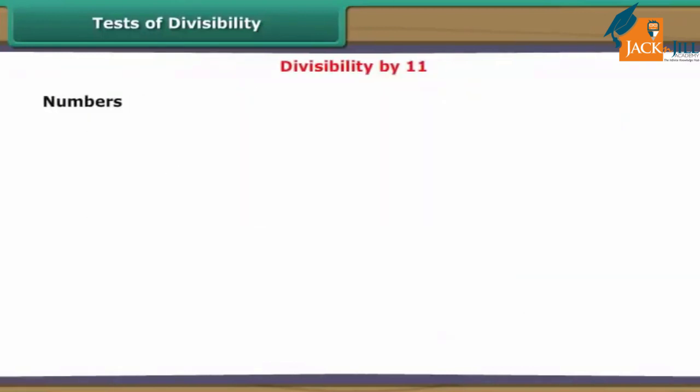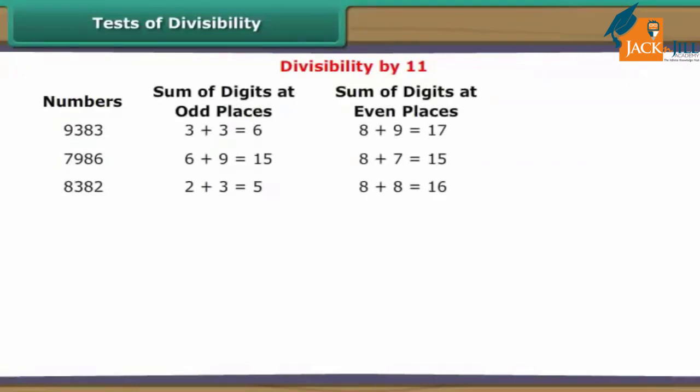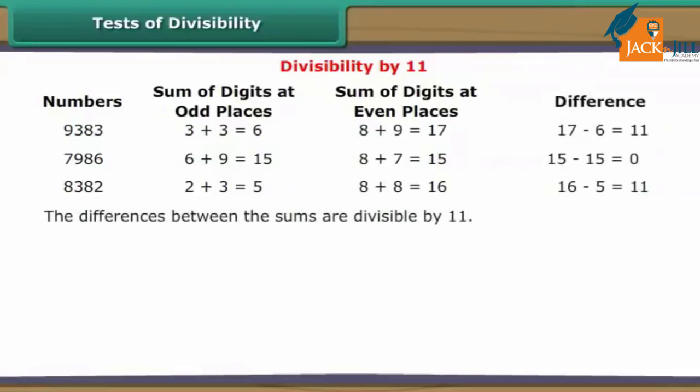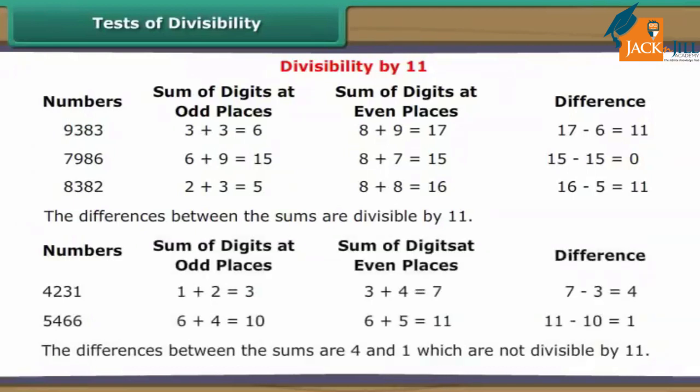Consider some numbers. 9383, 7986, 8382. Beginning from the right, sum up the digits at the odd and even places separately. The differences between the sums are either 0 or 11, both of which are divisible by 11. Consider some more numbers. 4231, 5466. The differences between the sums are 4 and 1, which are not divisible by 11.